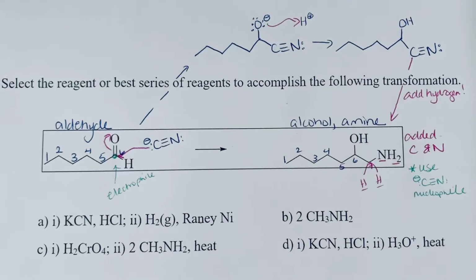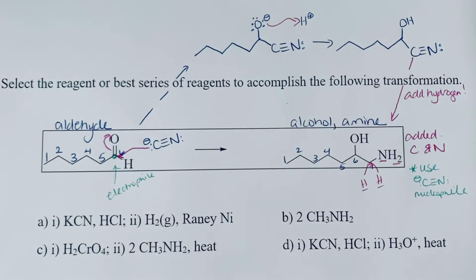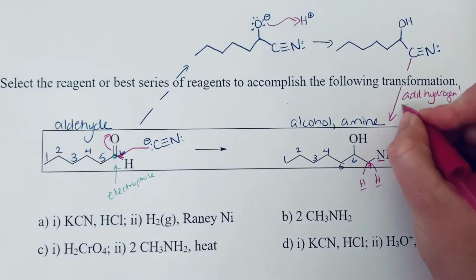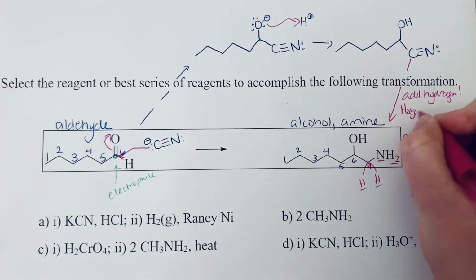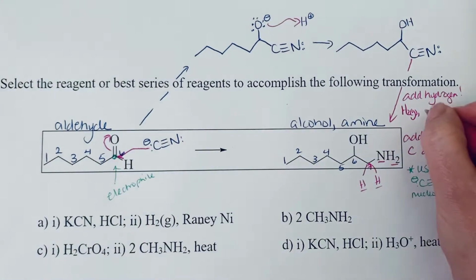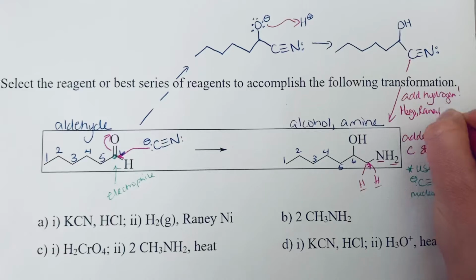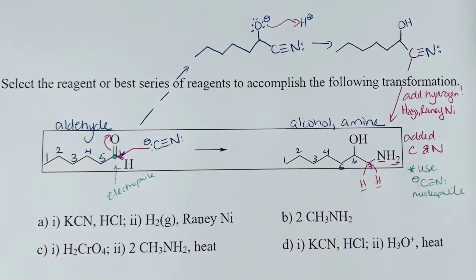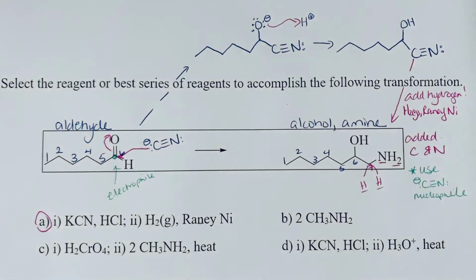So we need a hydrogenation reaction. So the hydrogenation conditions that we use with the cyano group is hydrogen gas, and we use that more reactive Raney nickel catalyst. And so that is option A.